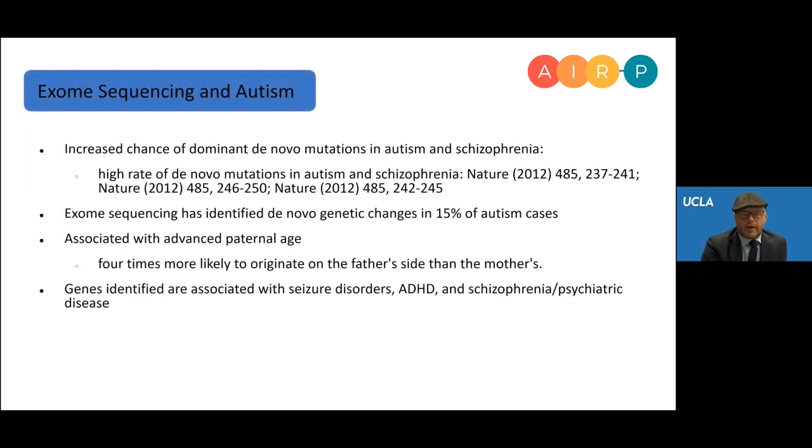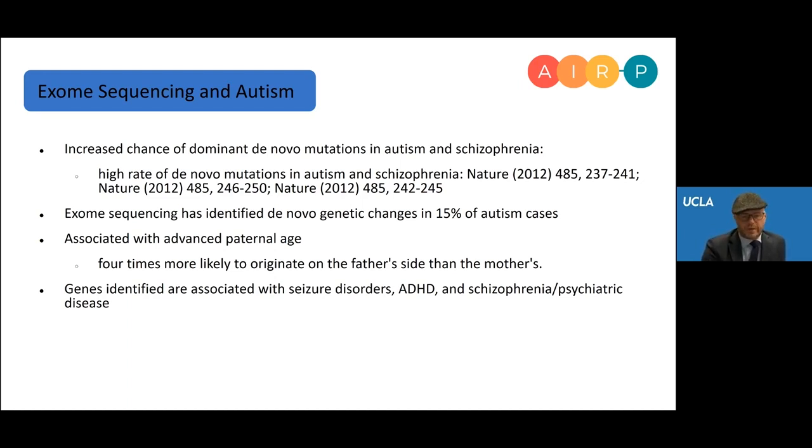So when we discuss exome sequencing, and specifically how effective it has been in identifying etiologies of genetic single gene predispositions to autism, we know already, from a vast literature, that there's an increased chance of a dominant de novo mutation in autism and schizophrenia. By dominant, we mean that having a change in one copy of the two that we inherit of this gene is sufficient to give you symptoms. And by de novo, we mean that they happen typically spontaneously, either in the germline or after conception.